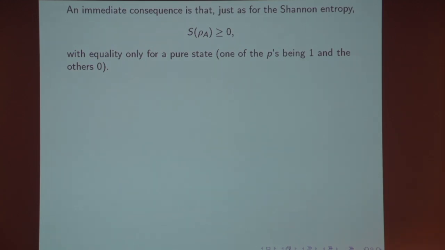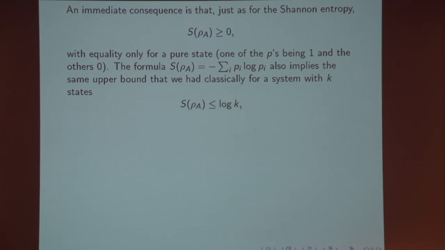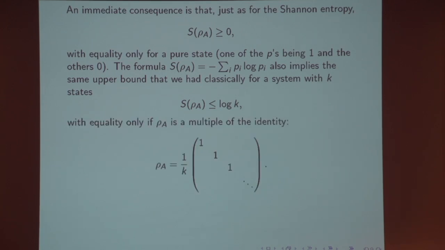So an immediate consequence is that just as for the Shannon entropy, the von Neumann entropy is non-negative, with equality only if one of the p's is 1 and the other is 0, which corresponds to a pure state. Also, the formula that S is minus the sum of p log p implies the same upper bound on the entropy that we had classically for a system with k states. The entropy is no bigger than log k, with equality only if the probabilities are equal, which here means that rho is a multiple of the identity.